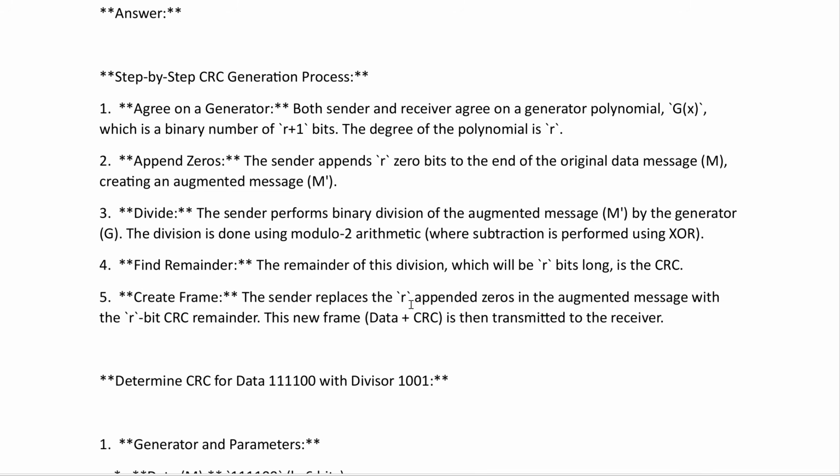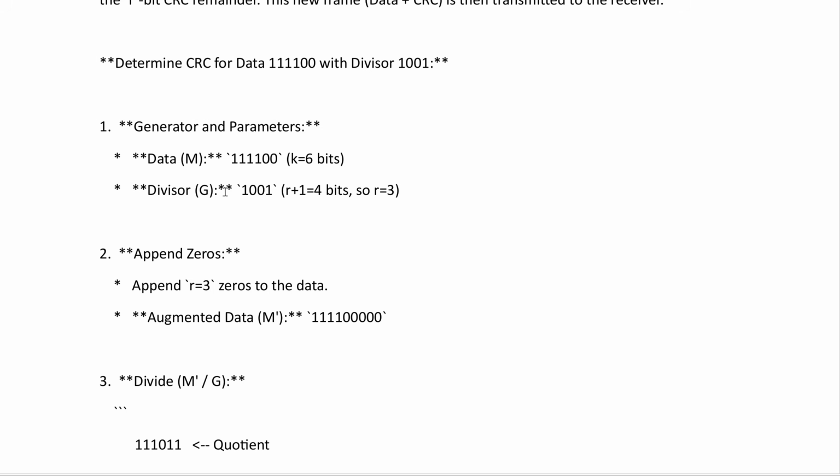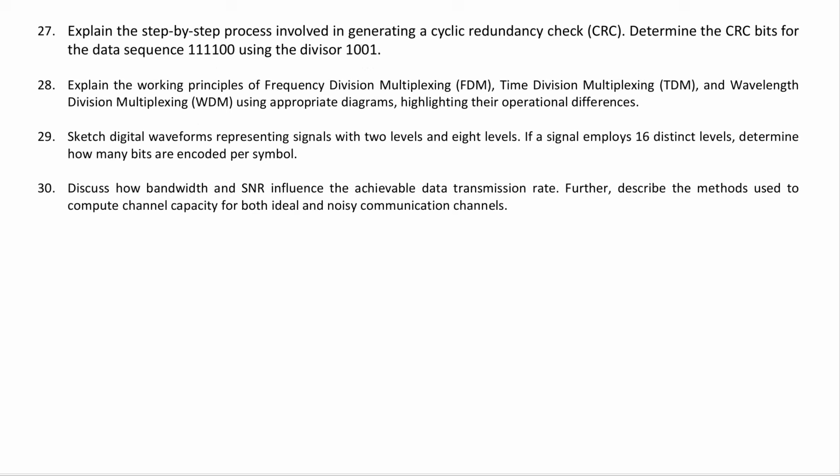Then we create the frame. The sender replaces the r appended zeros in the augmented message with the r-bit CRC remainder. This new data plus CRC is then transmitted to the receiver. So now let us solve this, although we have just solved this type of problem.